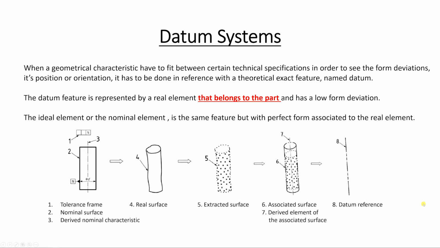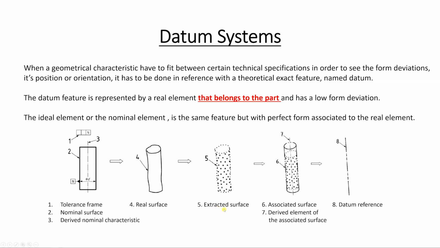And we can see the representation here. Okay, so this is the representation from the drawing. We have the tolerance frame right here. We have the nominal surface, right? So this is the nominal surface from the drawing, and the derived nominal characteristic, which is a line for this cylinder. And right here we have the real surface.